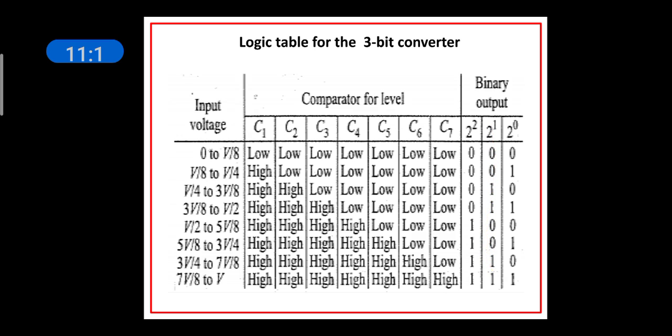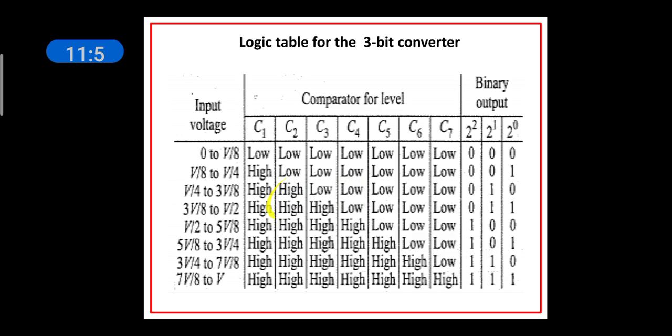Then when you consider 2 power 1, 2 power 1 is 1 for the last 2 states and the third state and fourth state. For the last 2 states, C6 is high. So you have to write C6 for the last 2 states. For the third state and fourth state, no comparator output is high. So you have to find the combination of 2 outputs. So for these 2 states, you have to consider C2 and C4.